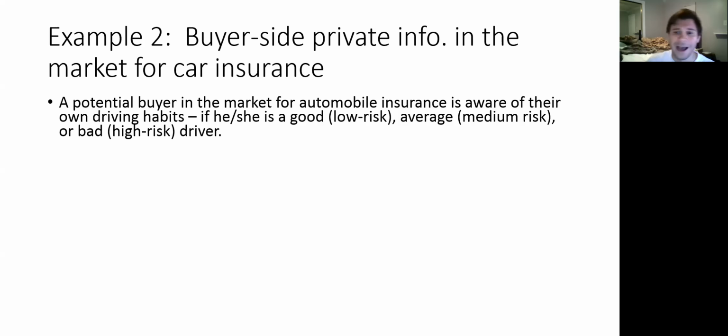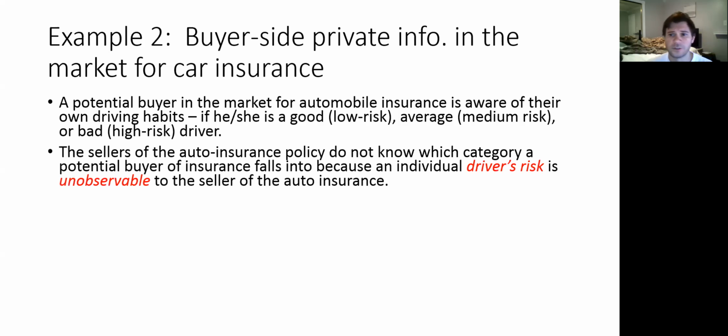But here's the point. You have some idea of your own driving risk. If you're low risk, if you're in the middle, or if you're a bad driver that tends to speed a lot, doesn't wear their seatbelt, changes lanes without signaling, you know which category you're in. Unfortunately, the seller of the auto insurance policy does not know which category a potential buyer falls into, because that driver's individual risk from their own driving behavior is an unobservable characteristic from the perspective of the seller of the insurance policy.